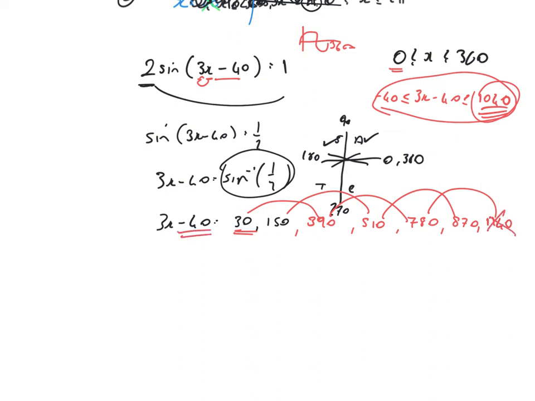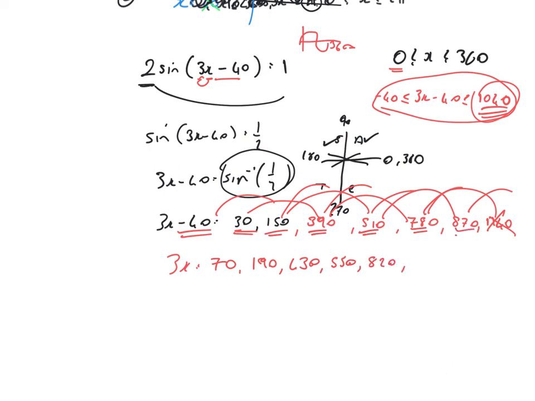I then need to add 40 onto each one of my solutions. So it's going to be 3x equals 30 plus 40 is 70, and then 150 plus 40, 190, 390 plus 40, 430, 510 plus 40, 550, 780 plus 40, 820, 870 plus 40, and that's 910, and finally divide all results by 3.